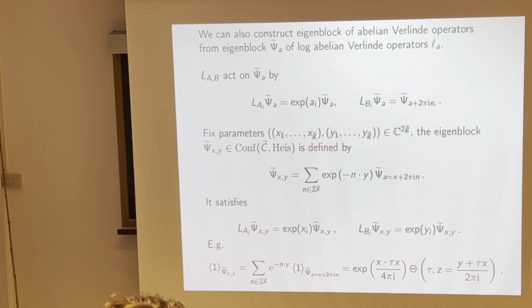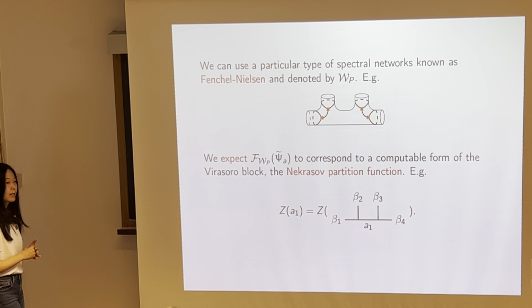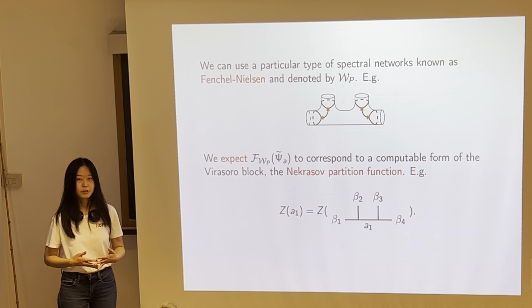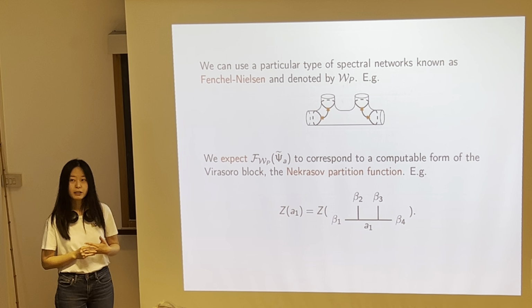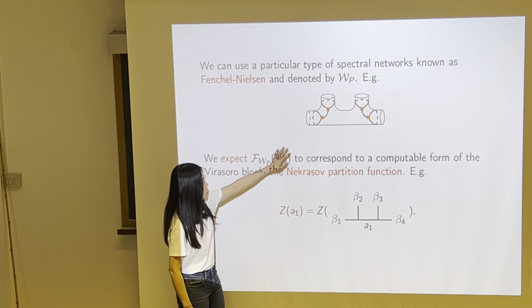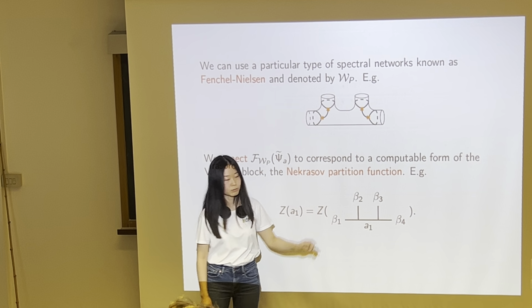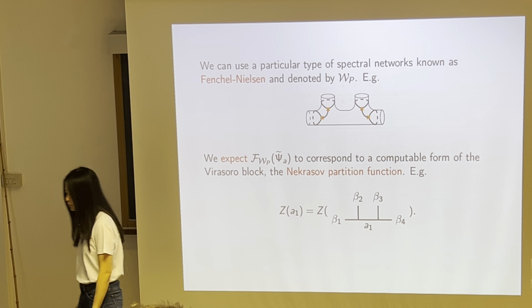Okay, so now we have talked about two families of Heisenberg blocks. I want to apply the non-Abelianization map to them. This non-Abelianization map depends on a choice of the spectral network. I'm going to first use a very special type of spectral network known as the Fenchel-Nielsen type, which is adapted to the pair of pants decomposition of the surface. Here's an example of the Fenchel-Nielsen network drawn on the four-punctured sphere. These black lines are the walls of the Fenchel-Nielsen spectral network.